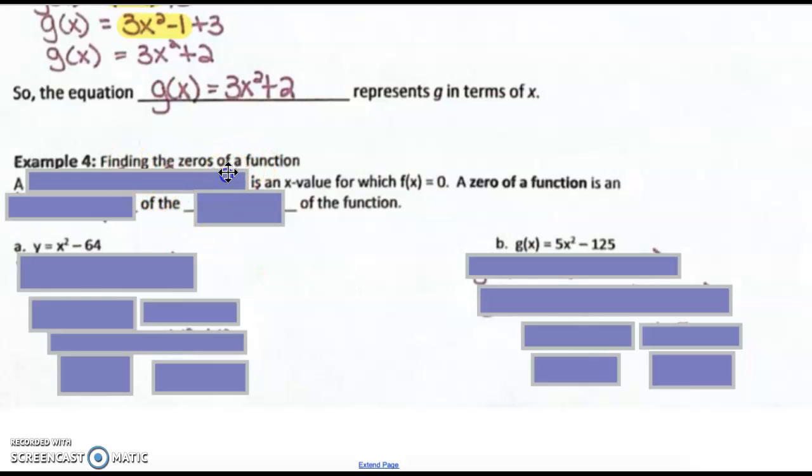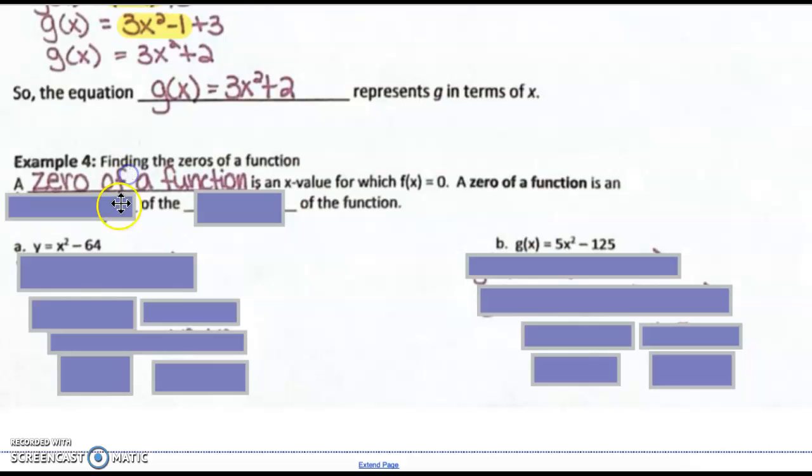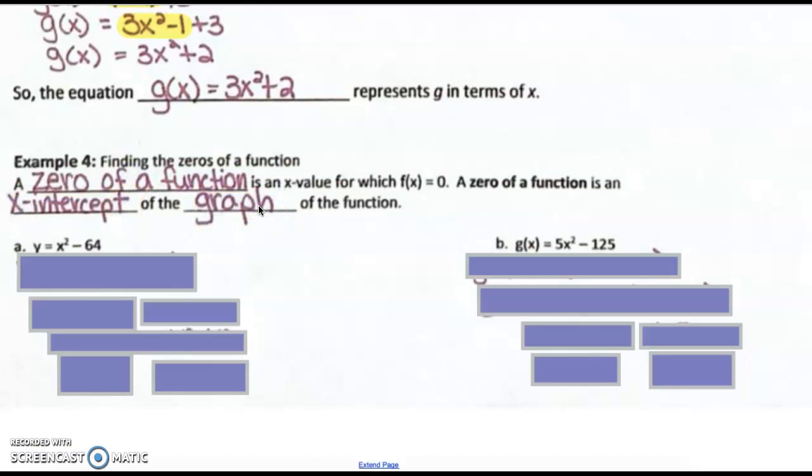All right, so finding the zeros of a function, it says a zero of a function is an x value for which f of x equals 0. And so a zero of a function is an x-intercept of the graph of the function. So this is what you know how to do. You just factor this. These are difference of two squares. So the square root of x squared is x. The square root of 64 is 8. So you factor it into this.